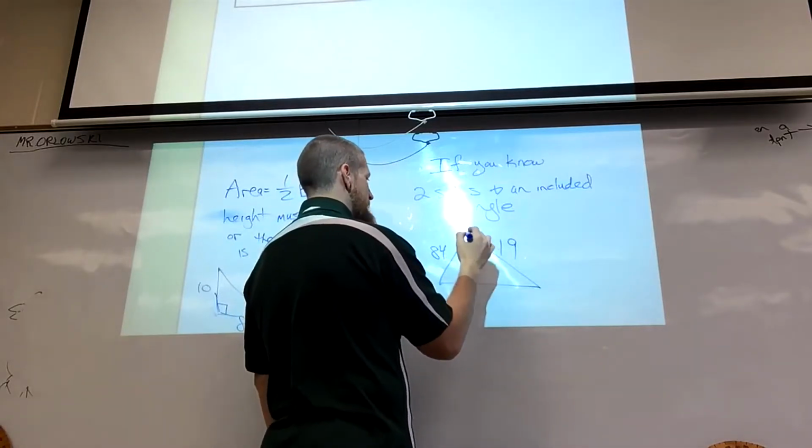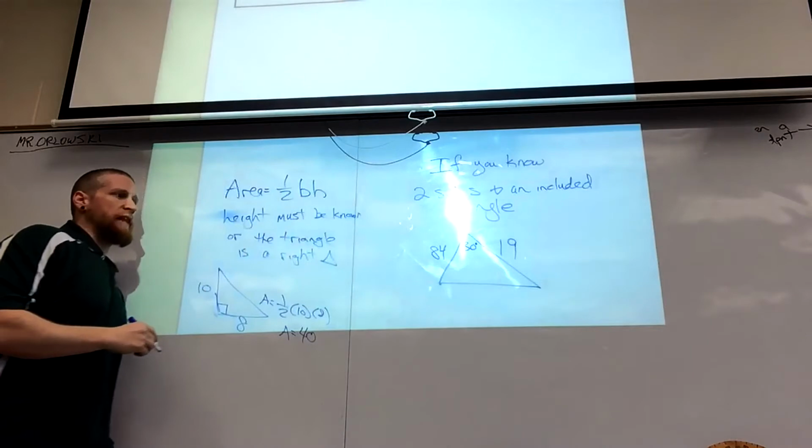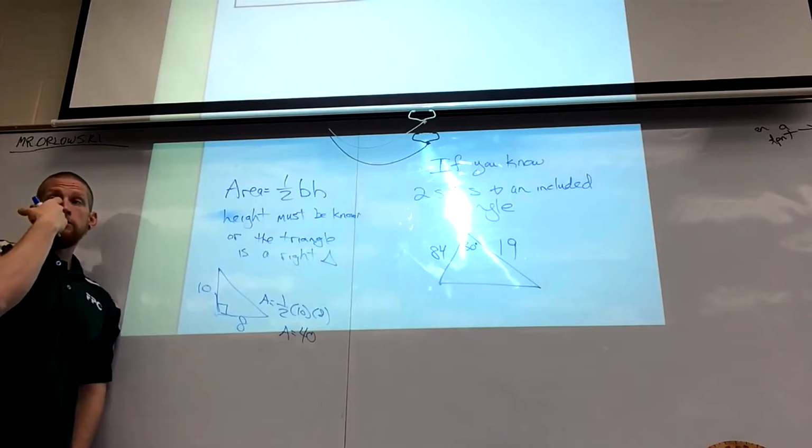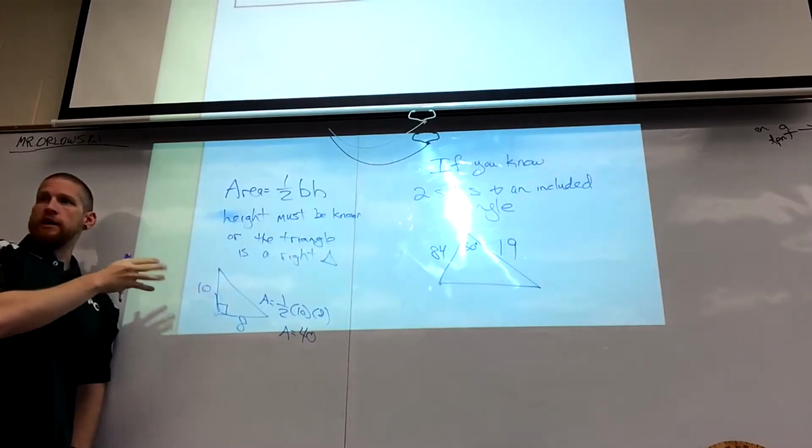We'll make this 30. Okay. All right, so that would be a situation where there's 2 sides and an included angle. The height's not there. It's not a right triangle, so I'm not doing anything with 1/2 base times height.